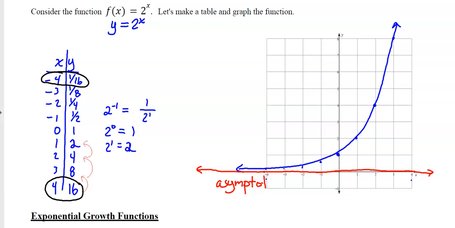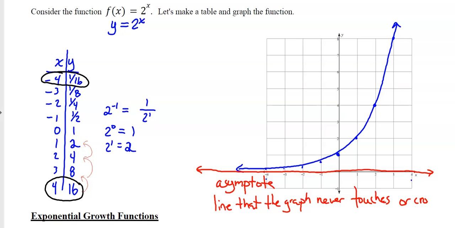Usually the P's kind of silent. We usually say asymptote, but it's spelled asymptote. And basically that is a line that the graph never touches or crosses. Like I say, it's kind of like a force field. It just stops it, and it'll get closer and closer and closer. It approaches it, but it never crosses it.